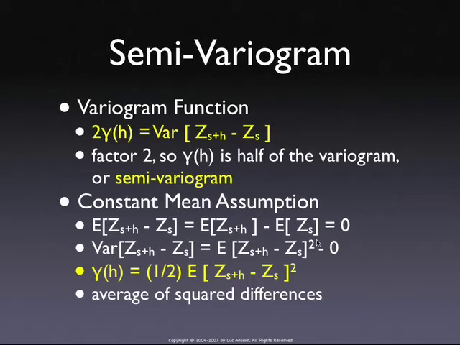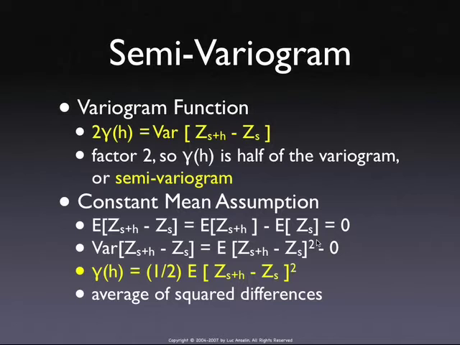So the semi-variogram is half the variogram. And as long as you remember that, the literature is not totally consistent. And as I mentioned, some people get totally bent out of shape about this. You can get a sense of that from looking at some of the text references that I gave you. But just remember, you start with the variogram, which is the variance, and then the semi-variogram is half of that variance.